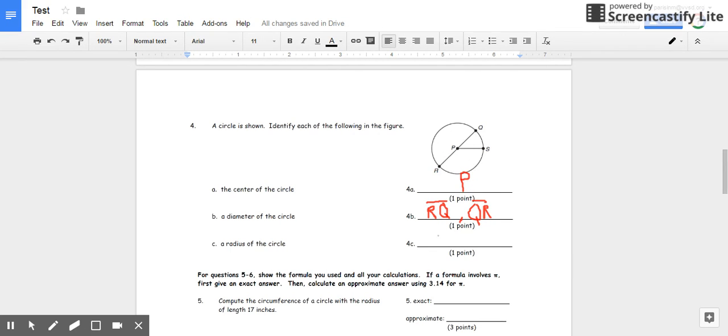Okay, next, radius. One radius would be from the center to a point on the circle. So PR would be one radius. You can also have RP. You can have PS or SP, and then PQ or QP.